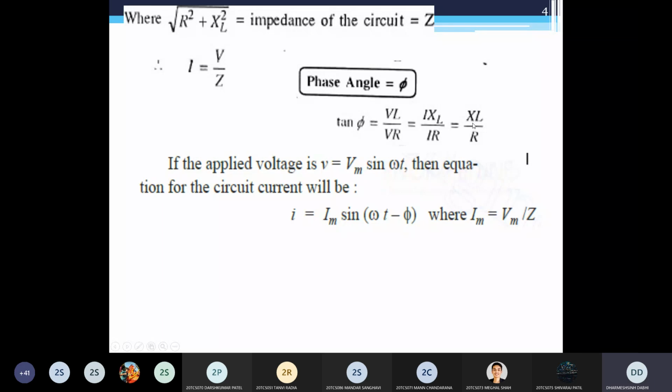As you increase the value of the inductor, the inductive reactance increases, XL increases. So tan phi increases. Tan phi increases means your phi will increase. So phi is the phase difference between this voltage and current, and that will increase.